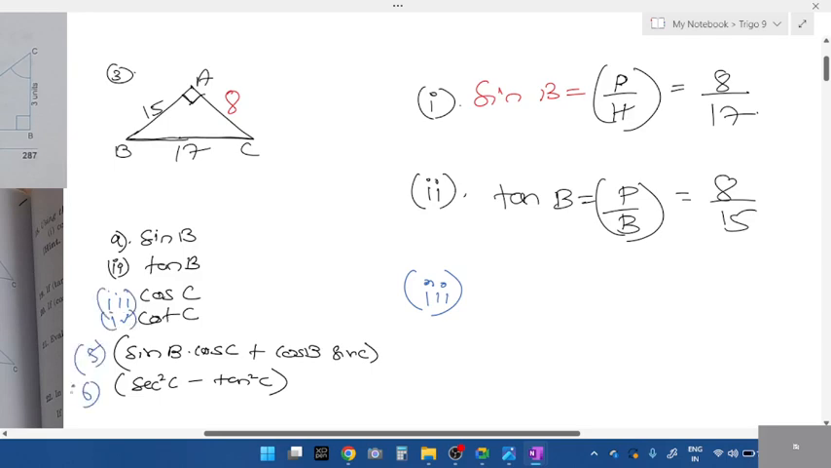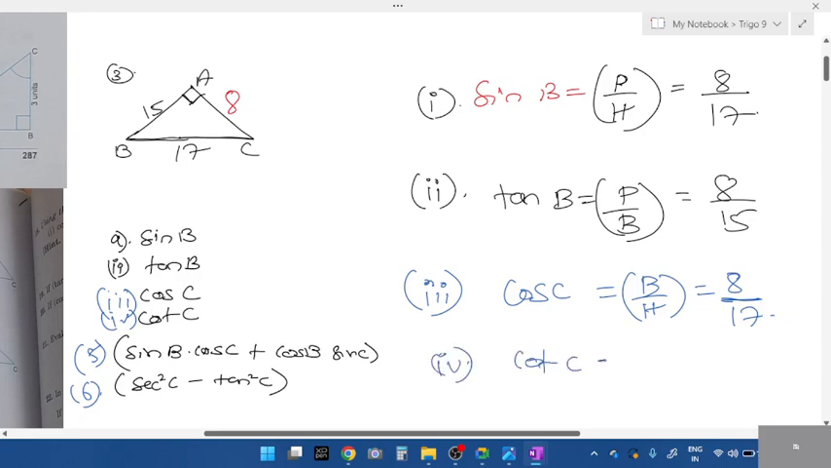Fifth and sixth. Next, we have cos C. What is cos, students? Base by hypotenuse. For angle C, which is base? 8. Which is perpendicular for angle C? 15, right? So base is 8, hypotenuse is 17. This is the answer.